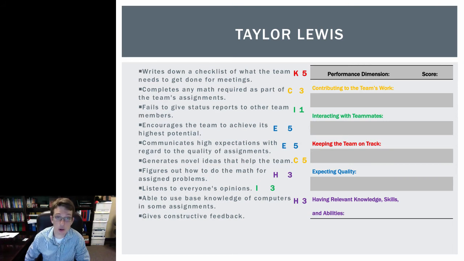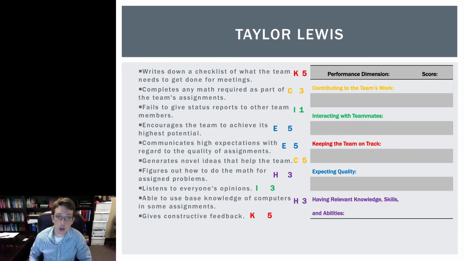And how about gives constructive feedback? Which dimension are we talking about? So this would be K for keeping the team on track. And if we think of this in terms of high, medium, or low performance, how would we categorize this? So high performance. So now that we have an understanding of, again, the different behaviors and which categories they fall into and the level of performance each behavior reflects, let's see what scores we gave Taylor for each dimension.